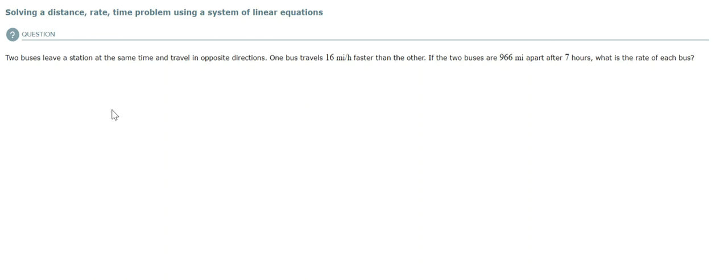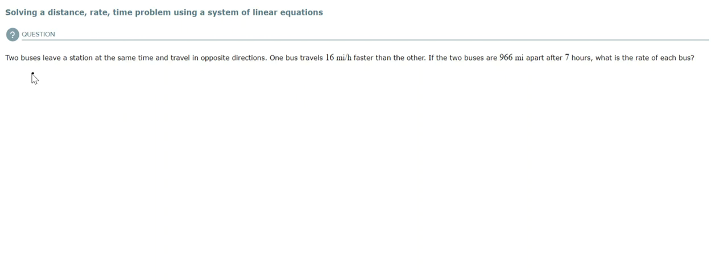Here's solving a distance rate time problem using a system. And what we're going to do is set our variables. We have two buses leaving the station at the same time in opposite directions. One bus travels 16 miles per hour faster than the other. If the two buses are 966 miles apart after 7 hours, what's the rate of each bus?